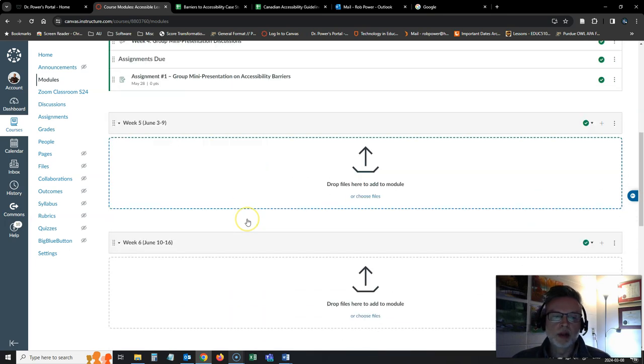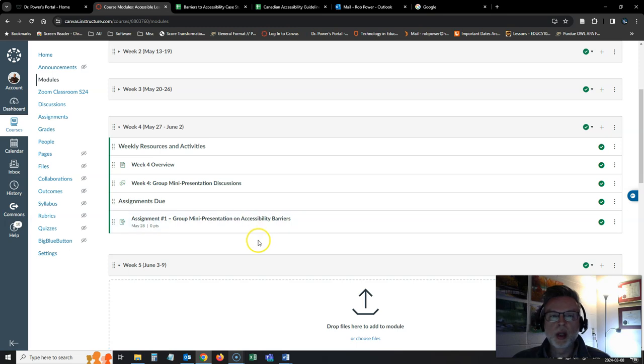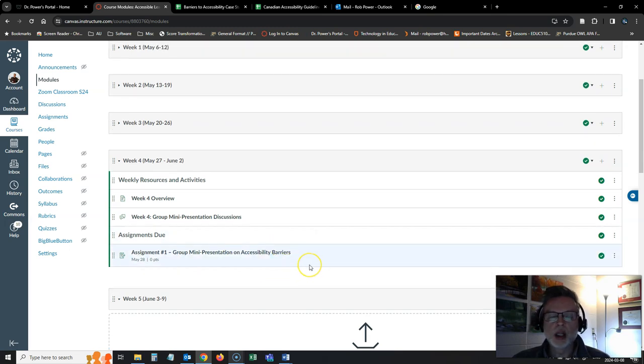Starting next week, I don't have the materials here in Canvas yet, but we are going to actually start looking at how to overcome some of the barriers that students with accessibility needs face. So in week five, we're going to take a look at universal design for learning. In week six, we're going to take a look at some tips and tricks and some general, evidence-informed strategies for meeting WCAG guidelines and the standards set out by some of the legal guidelines in Canada for meeting basic accessibility needs for our students.